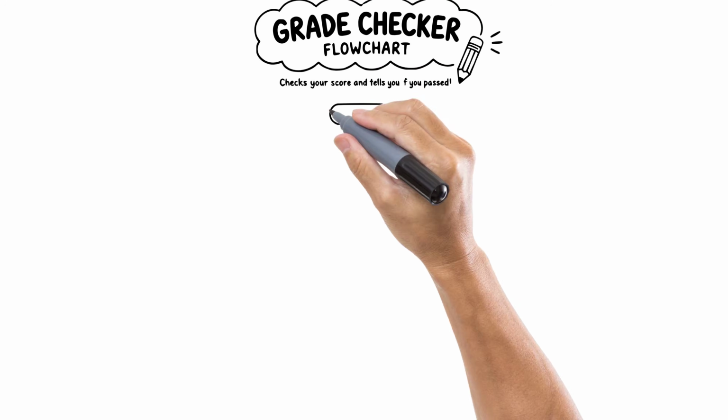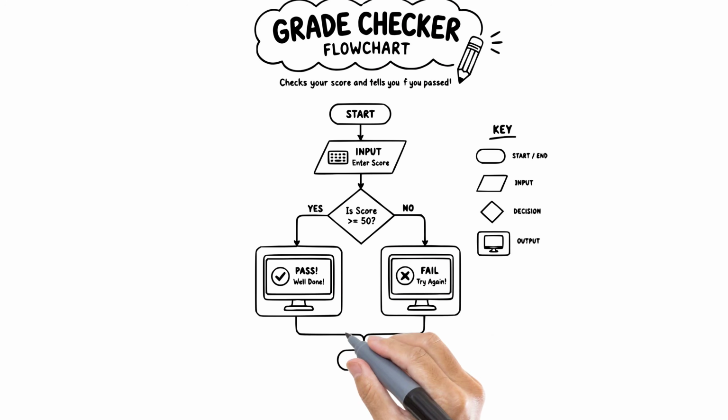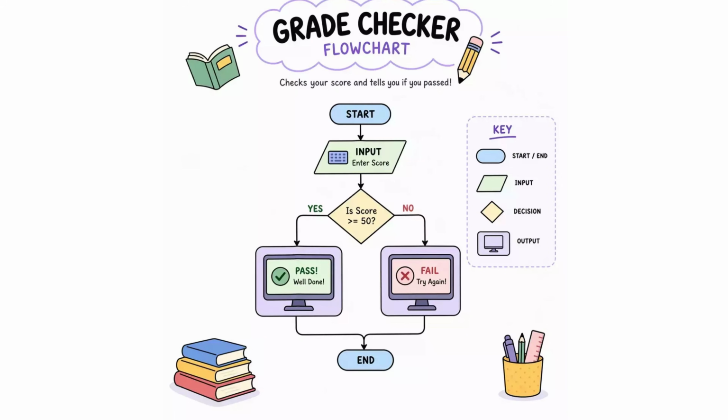Let's trace a grade checker. A score goes in, the system checks whether it is above the pass mark, and then it shows pass or fail. If you test different scores, you can see whether the chart behaves correctly in every case.